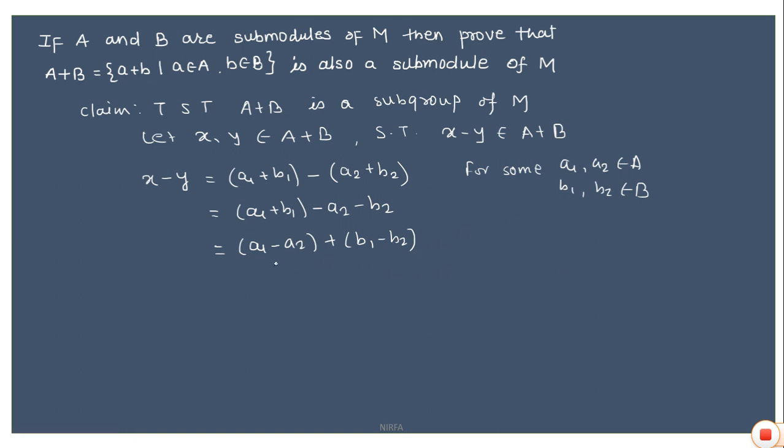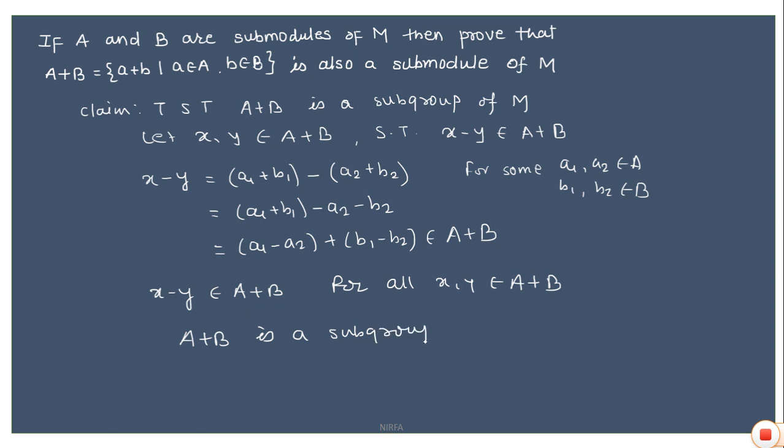So the first bracket is a member of capital A, the second bracket is a member of capital B, therefore we can say that it is a member of A plus B, and hence x minus y belongs to A plus B for all x and y belonging to A plus B, and hence we can declare that A plus B is a subgroup of M.